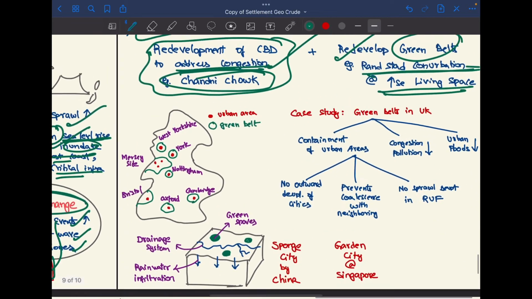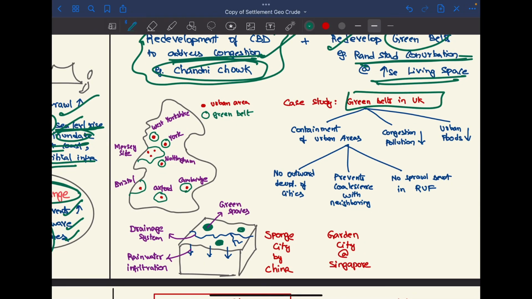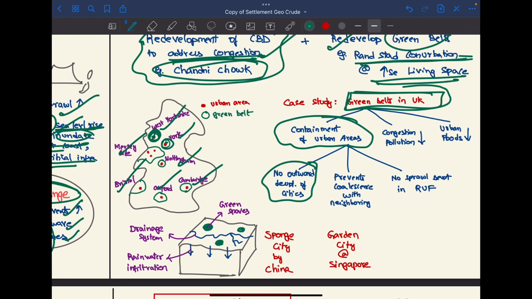We can also see the case study of green belts in UK, where every urban area is surrounded by a green belt, like West Yorkshire, York, Merseyside, Nottingham, Bristol, Oxford and Cambridge. So because of these green belts around the urban areas, it will lead to containment of urban areas. Therefore there won't be any outward development of the cities or coalescence with the neighboring cities, like Bristol and Oxford, and no sprawl will develop in these RUF regions. Therefore it will lead to less congestion and less pollution, and urban floods will be lower.